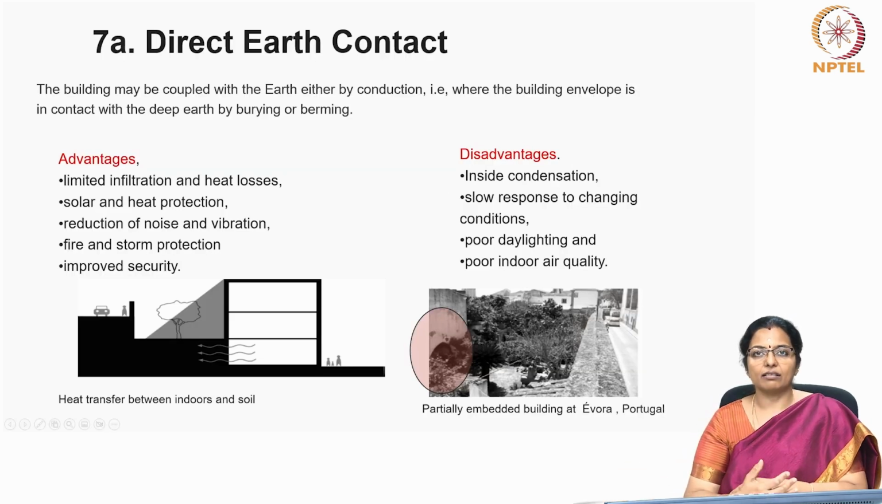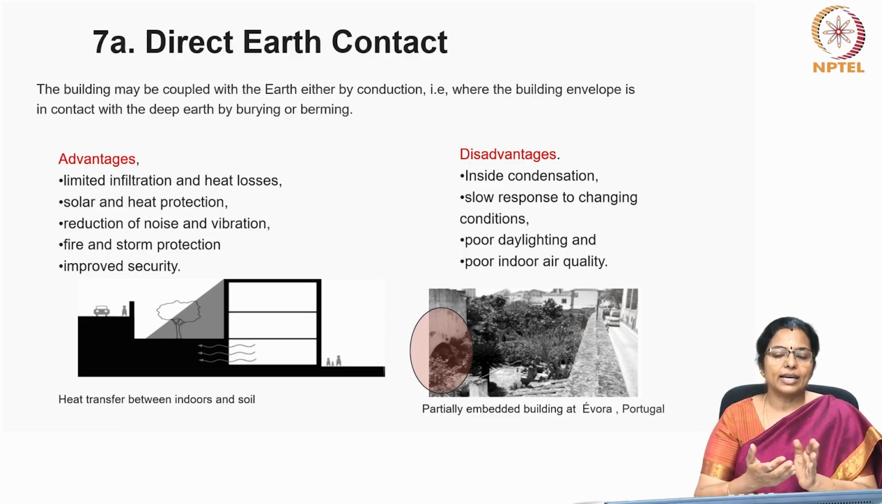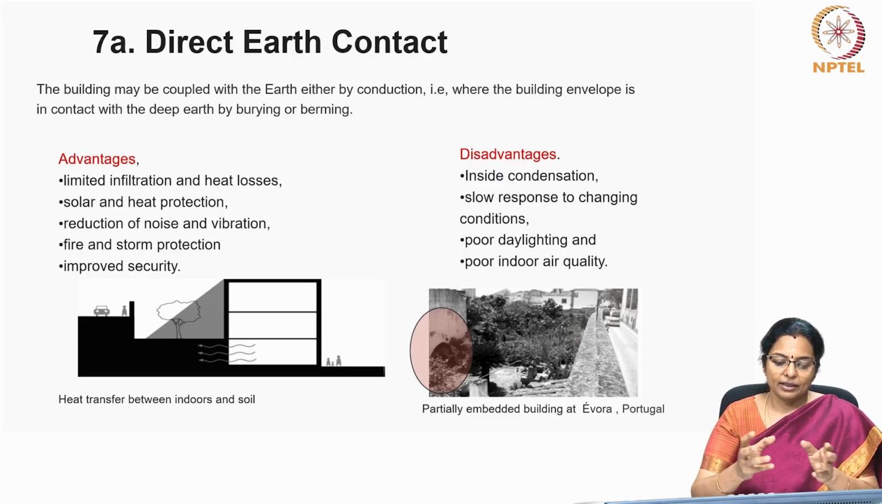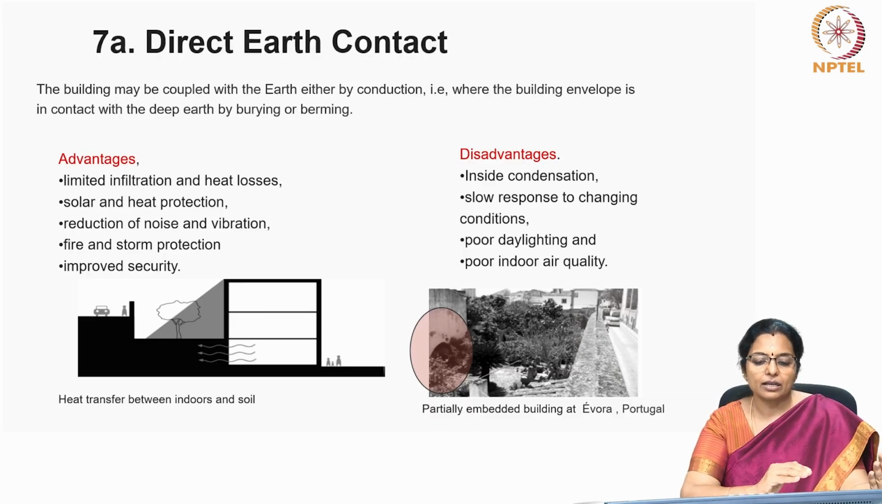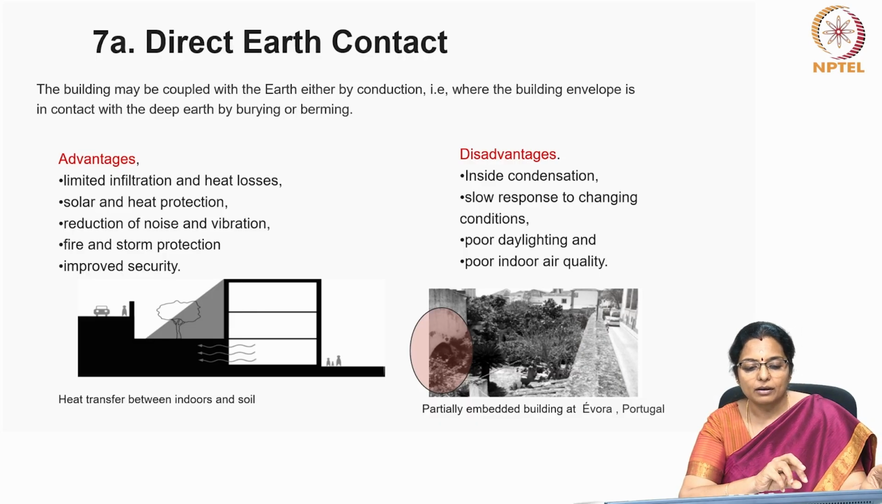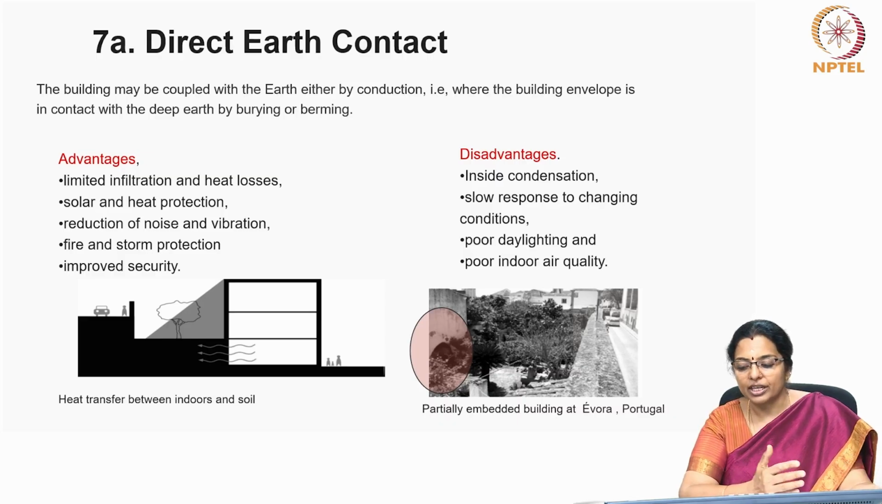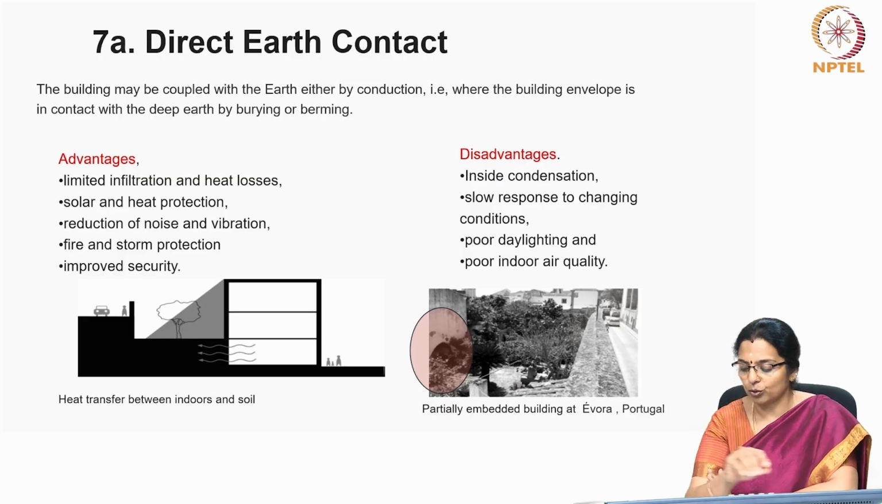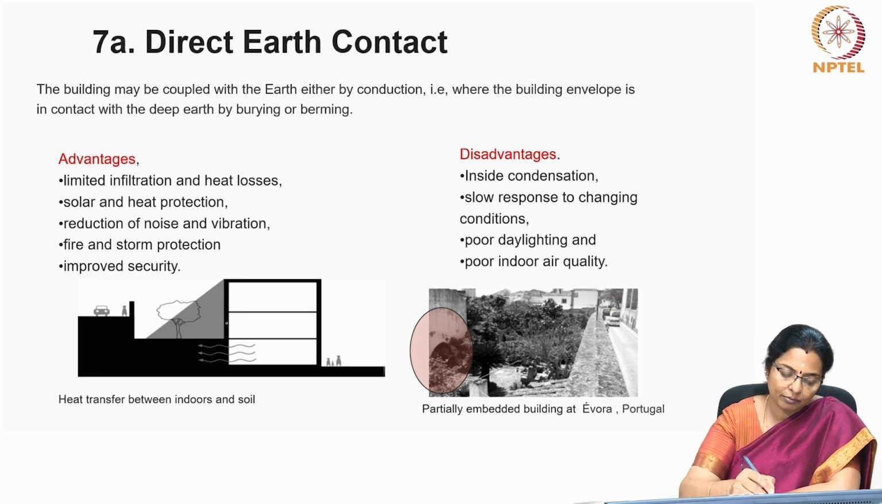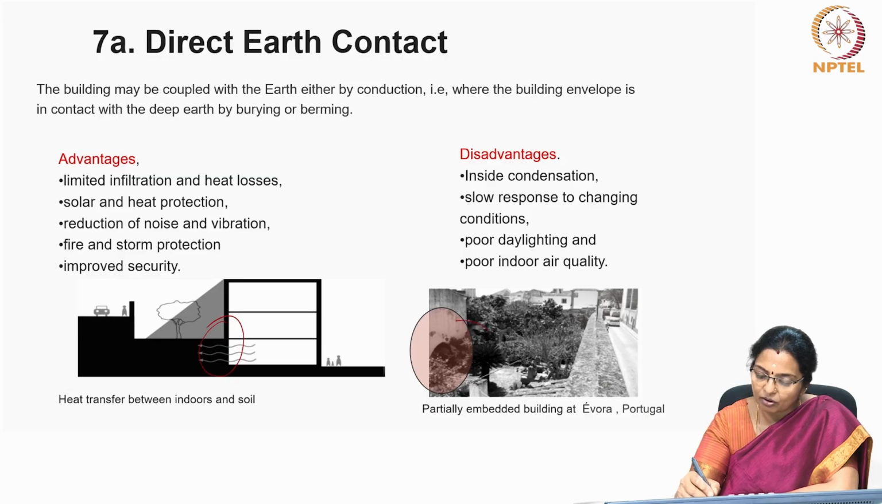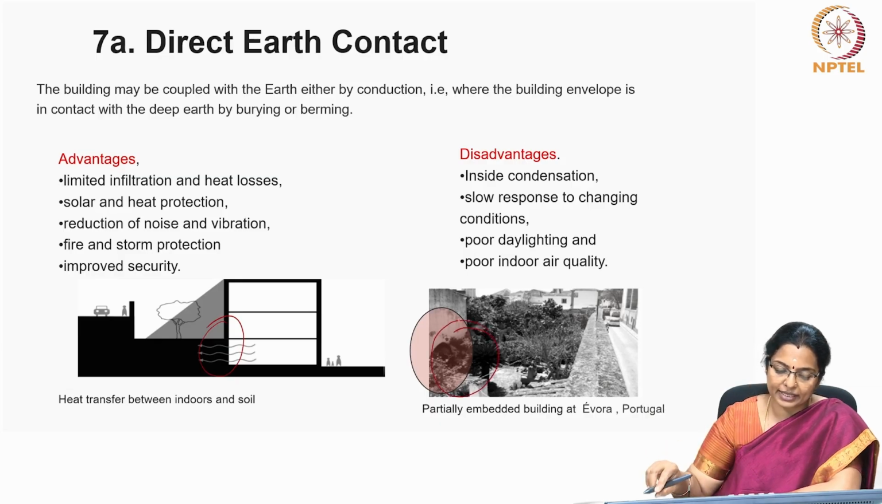One is direct earth contact. In this direct earth contact, the building is buried inside the earth, because of which there is greater contact between the earth and the building. It can be done either partially or completely, as shown in this picture. Here it is done partially. Here almost the entire building is buried.